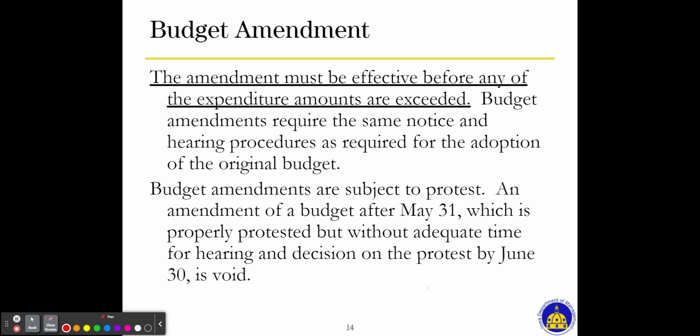Budget amendments require the same notice and hearing procedures as required for the adoption of the additional budget. So not less than 10, no more than 20 days prior to the date of the budget hearing, you have to give notice. Budget amendments are also subject to protest, and an amendment of a budget that occurs after May 31st, which is then protested, probably is not going to have enough time for the State Appeal Board to operate a local hearing and render a decision on the protest, so that budget amendment would then be void.